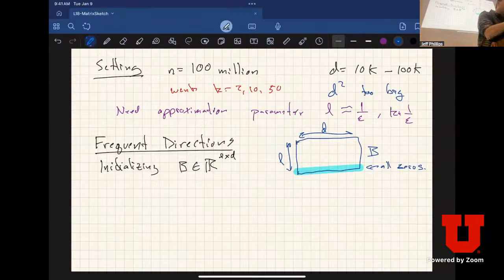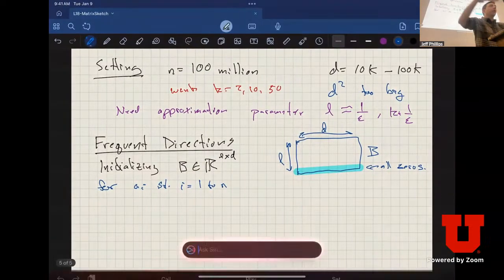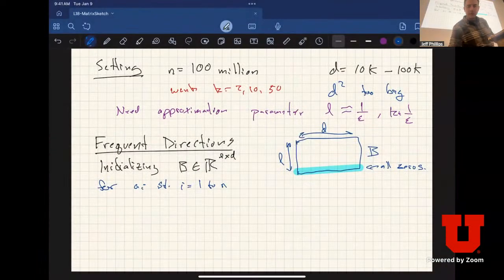Okay, so now the algorithm is going to work. So I'm going to go through the rows, for i equals 1 to n, the rows a_1 through a_n. And so I'm going to have a bit more complicated here.